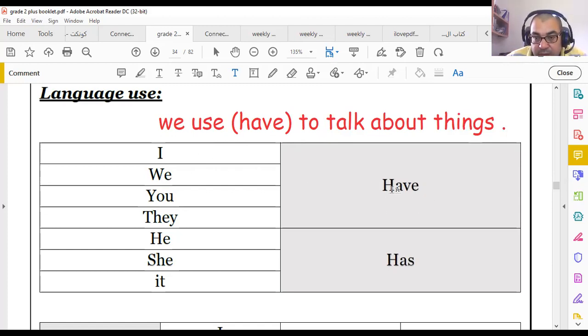What is this, students? Have. What is this again? Is it a verb? Yes, it is a verb.